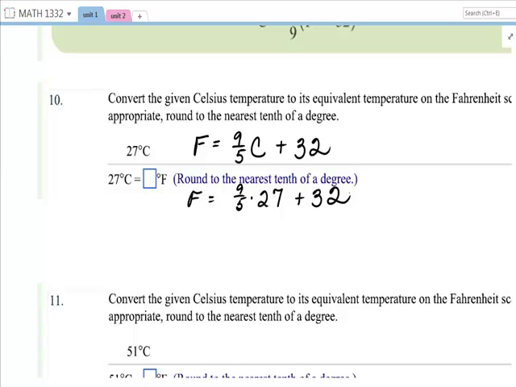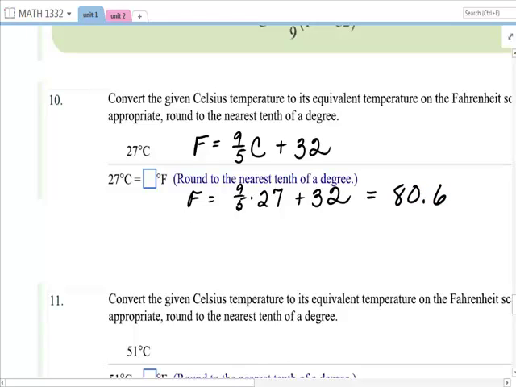Please excuse my dear Aunt Sally. It will take the 9 and divide it by 5 and get a value. Multiply that by 27 because it's going left to right with division and multiplication, and then add 32. Drum roll, you hit enter, and you get 80.6.